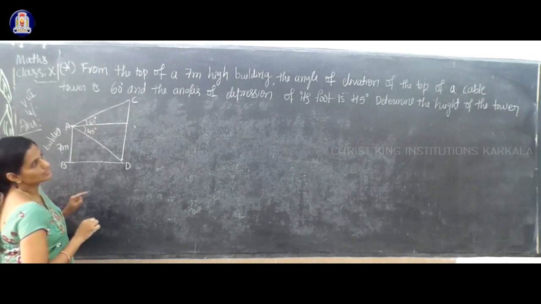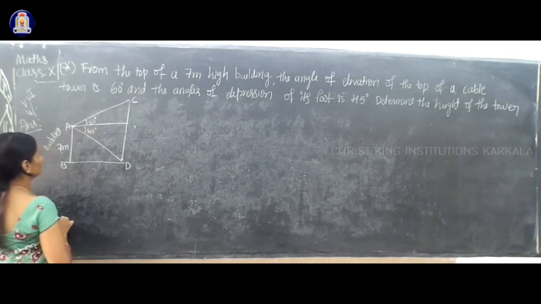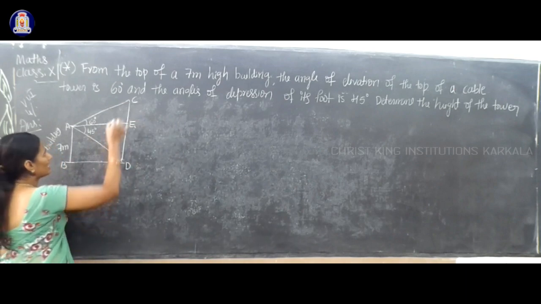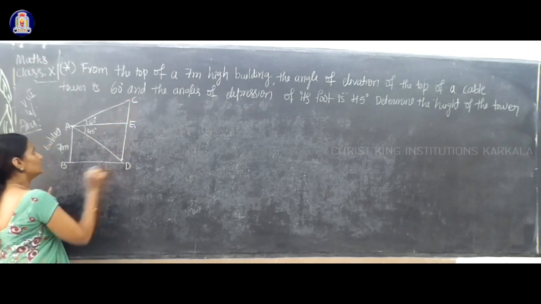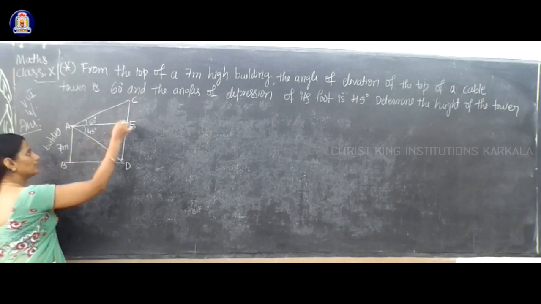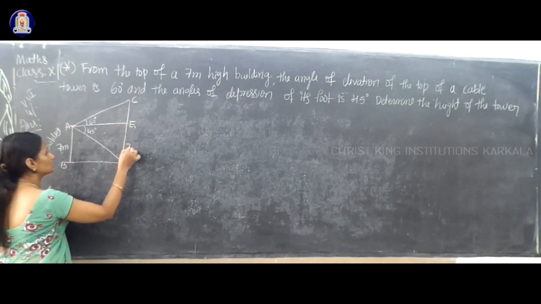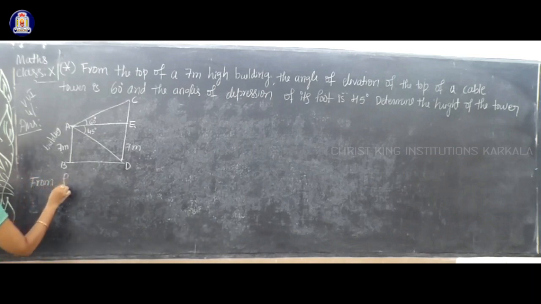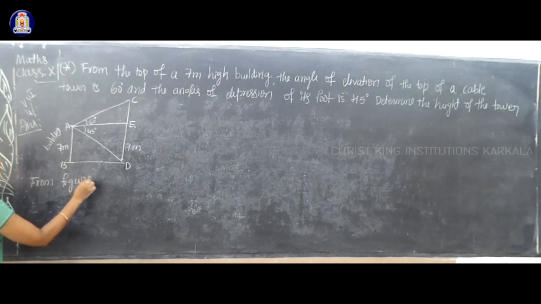Correct now? So find the height of the tower. So I mark this as E. Find the height of the tower, CD. So from the figure, what is your ED? It is equal to 7 meter, right? That is also equal to 7 meter. Yes. Now from the figure, the height of the building.